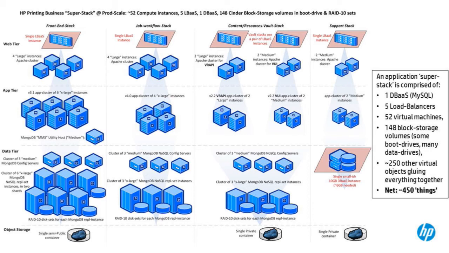We have a data tier based on Mongo with lots of disks. We've got just an Apache web tier and a bunch of Java Scala application code running in the middle. Together, one super stack, this is for one of our web service printing businesses, it's about 450 OpenStack resources, from virtual machines to Neutron ports to Cinder block storage, load balancers or database, black box database as a service, and Trove-like objects. 450 things that you want to get right every time.